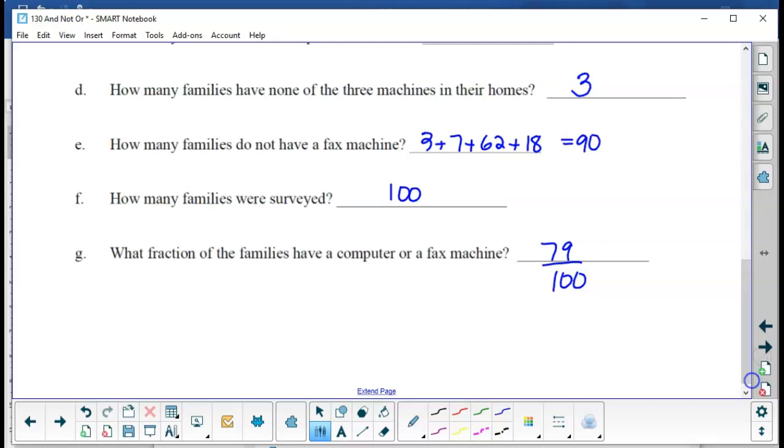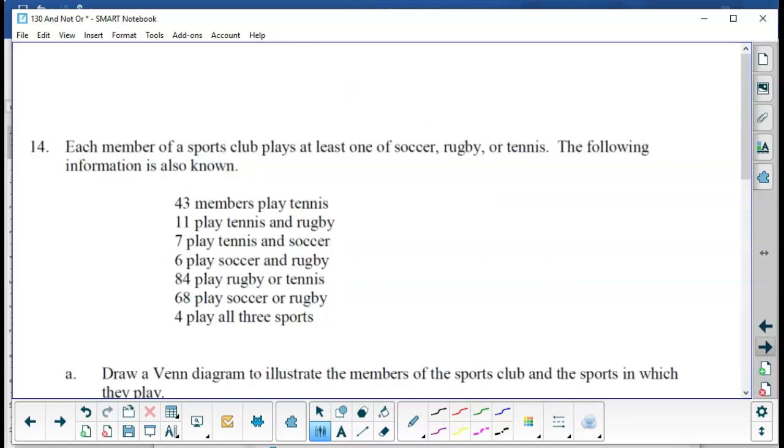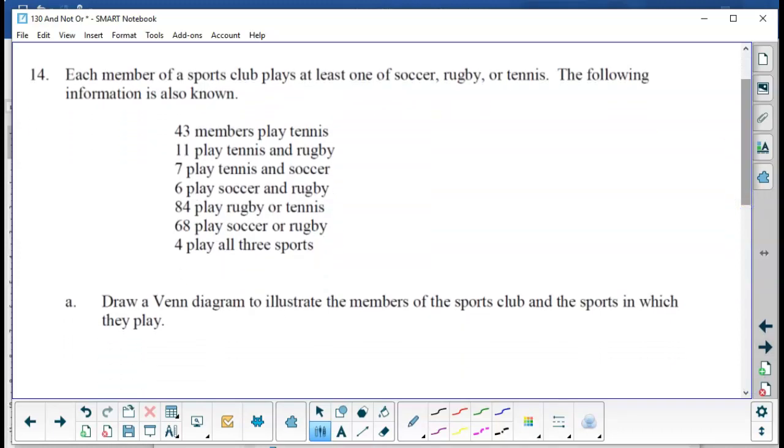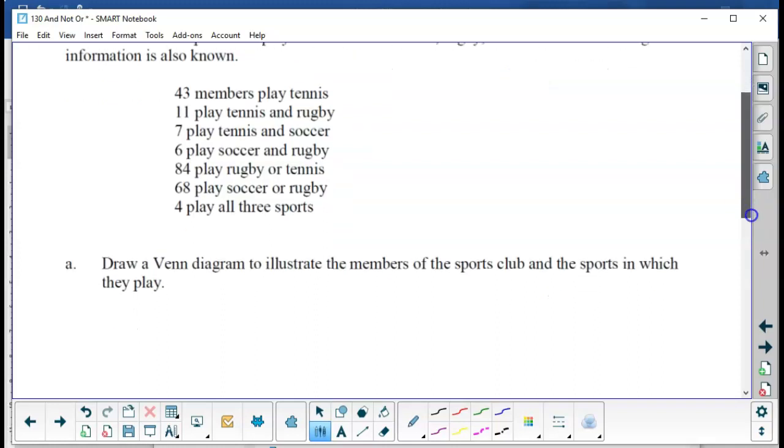Now we're going to actually set up our own Venn diagram. So it says each member of a sports club plays at least one of soccer, rugby, or tennis. The following information is given. Draw a Venn diagram to illustrate.